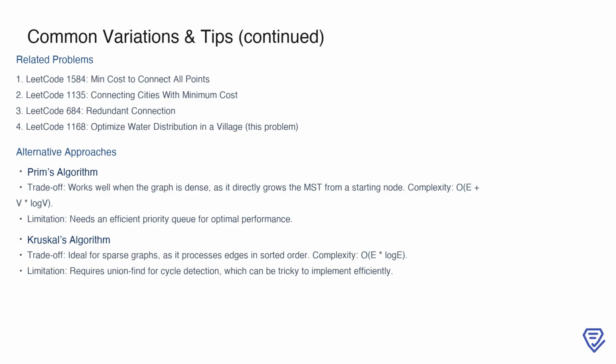In terms of alternative approaches, Prim's algorithm is another option worth considering. It works well for dense graphs and grows the minimum spanning tree incrementally from a starting node. However, it relies on an efficient priority queue, and its complexity is O((E + V) * log V). On the other hand, Kruskal's algorithm is better suited for sparse graphs because it processes edges in sorted order. With a complexity of O(E * log E), it's highly efficient when combined with a well-optimized union find structure. Both approaches have their trade-offs, so choosing the right one depends on the graph's characteristics.